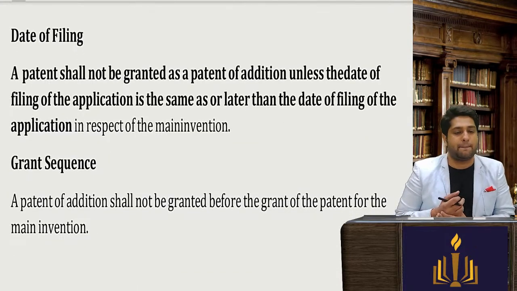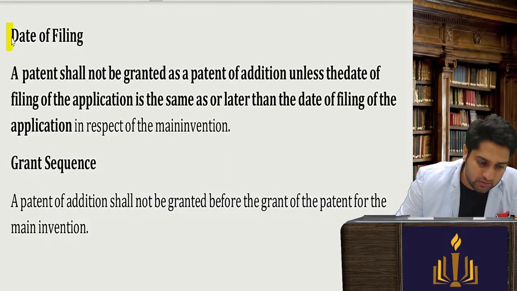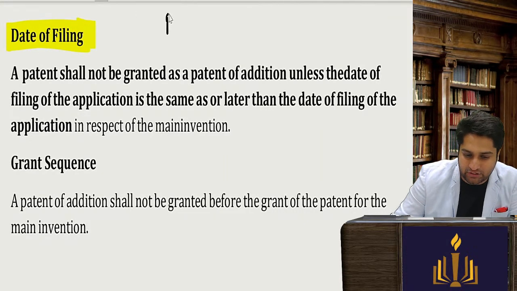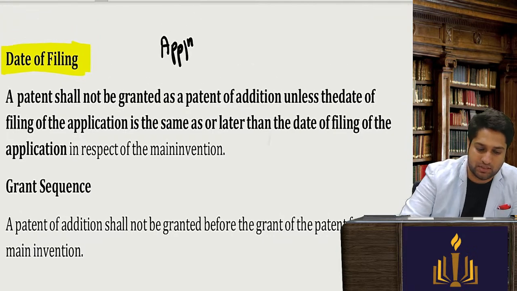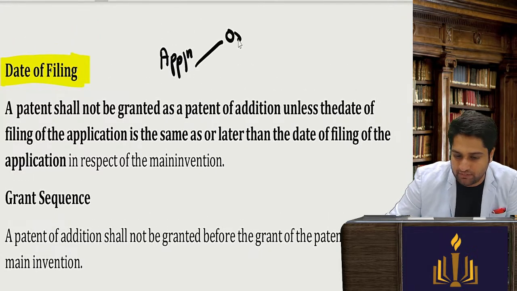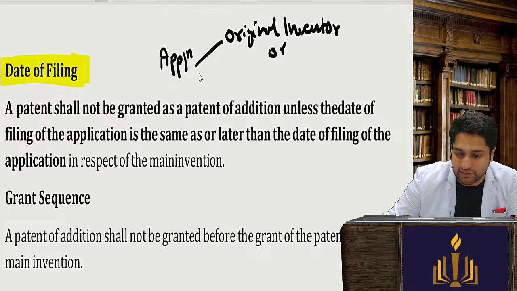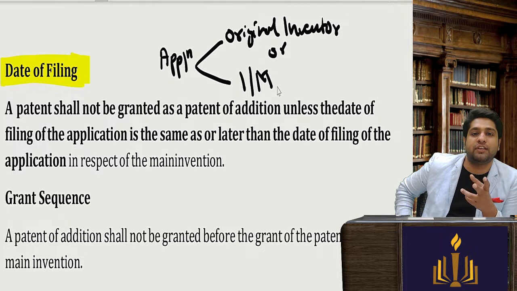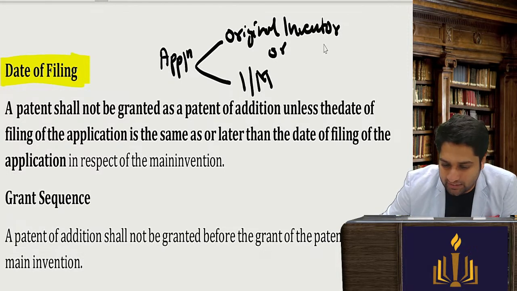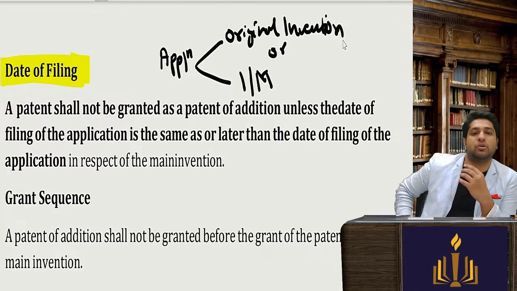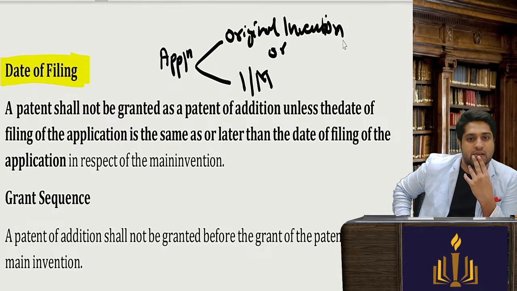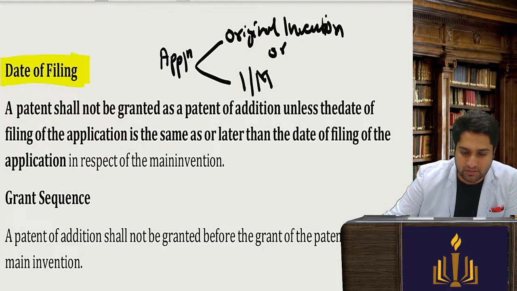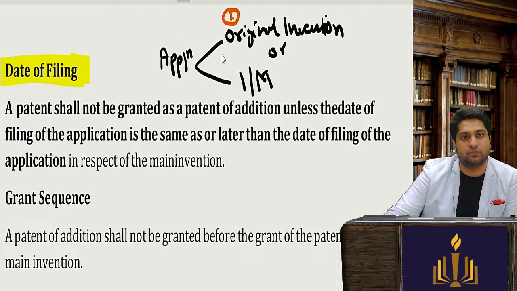Now, date of filing, very simple and very logical also. Tell me one thing, sequentially, which will come first: the application for the original invention, or the improvement or modification? Obviously, there will be first the original application for the main invention, and then subsequently the improvement and modification.